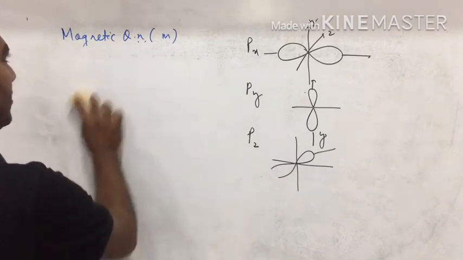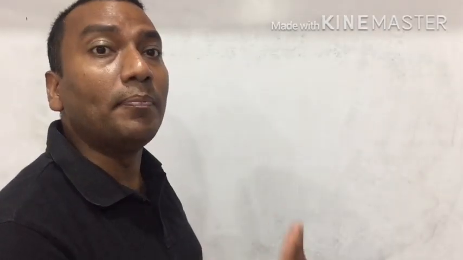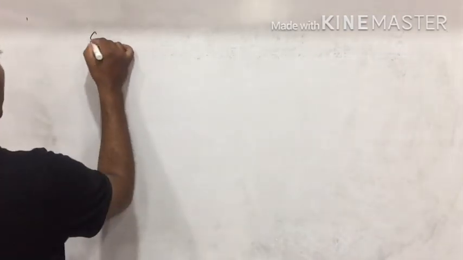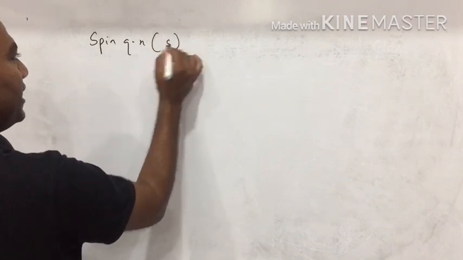S orbital is spherical, d orbital is a double dumbbell, p orbital is a dumbbell, f orbital similarly will be triple dumbbell. Yes or no? So these are the what? This is called a magnetic quantum number. Then the next quantum number is your spin quantum number, symbol is s.